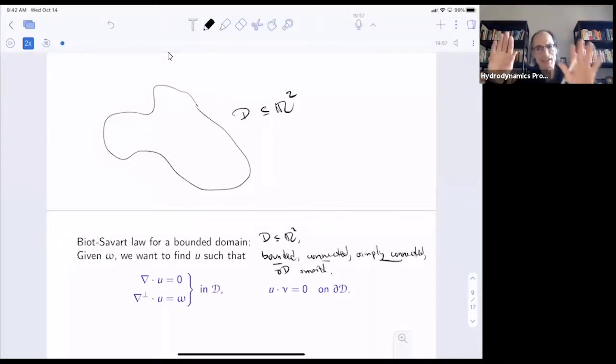Connected. If it's not connected, I just consider each piece separately. Simply connected, we'll see the role of that in a second. And so I want to mimic the same, I want to basically do the same proof on it. And we'll see we can pretty much use the results we've developed to give a very quick proof.